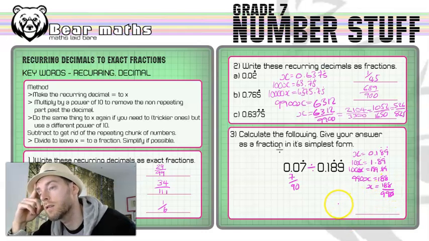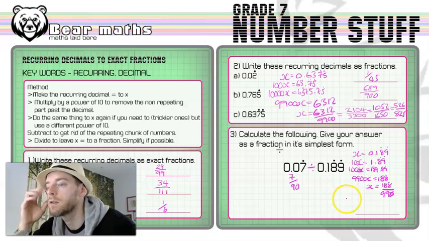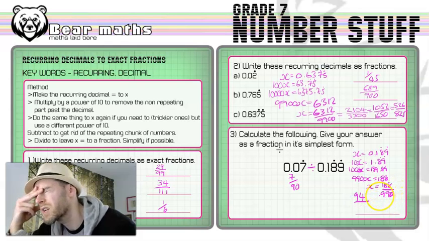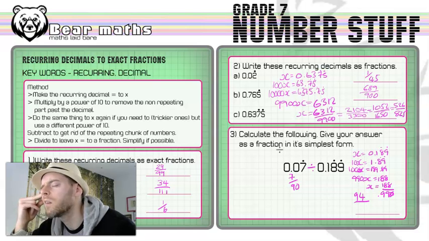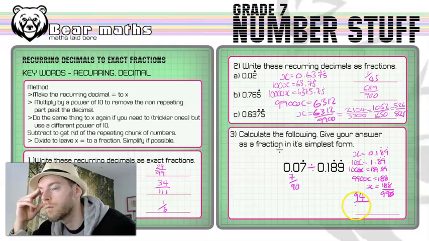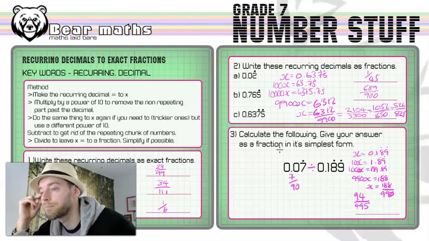So half of 100 is 50, half of 88 is 44. Add them together, that's 94. 94 over, and then half of 990. Half of 900 is 450. Half of 90 is 45. So 495 is what that is.